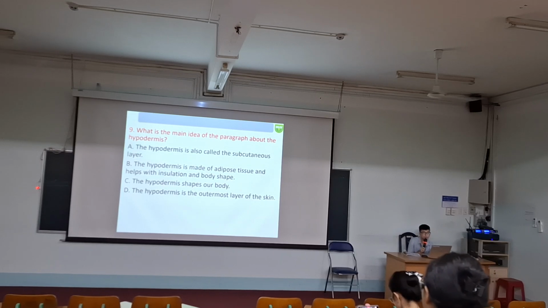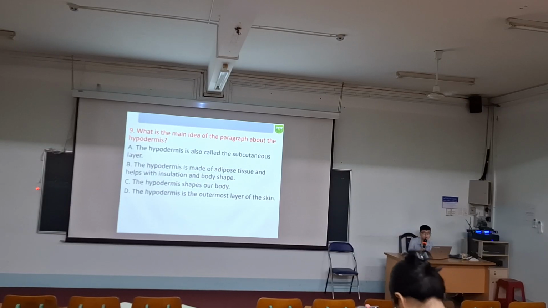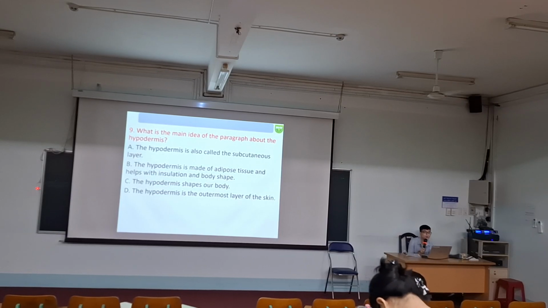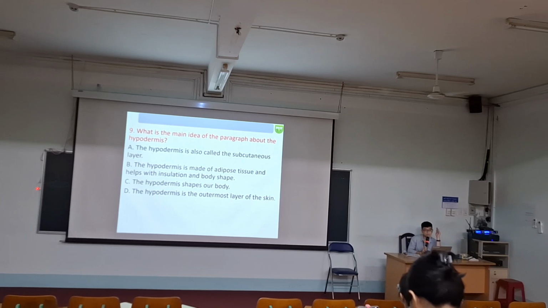Now let's analyze each sentence. 9A. The hypodermis is also called the subcutaneous layer. Đúng, but why not choose it? It's not the general idea, it's only a single detail, a particular idea. The question asks for the general idea, not an individual detail, so even though it's correct, we don't choose it. Right, and then now B, the hypodermis is connected to the tissue and helps with insulation and body shape.